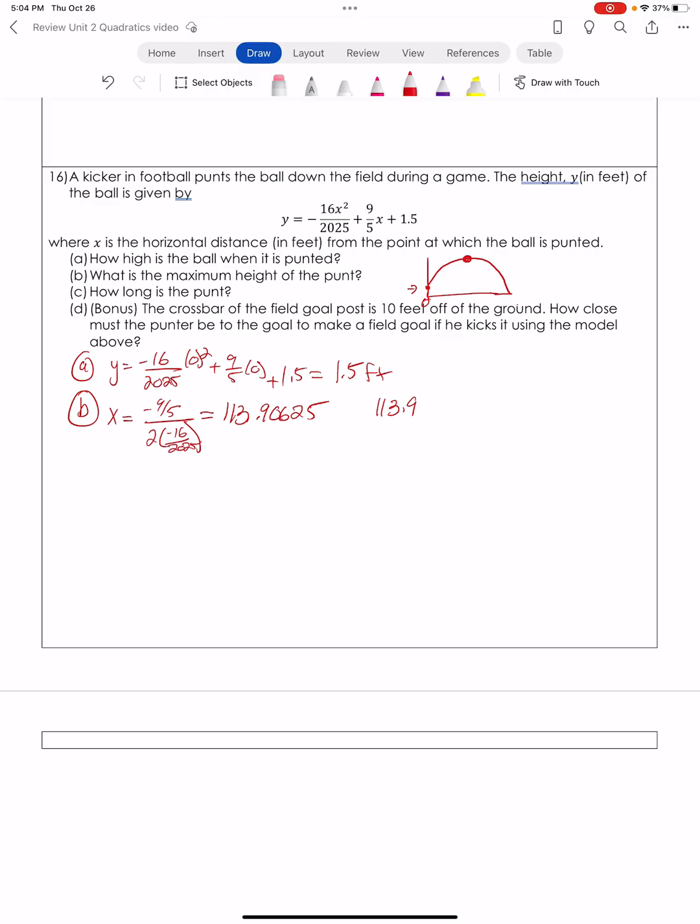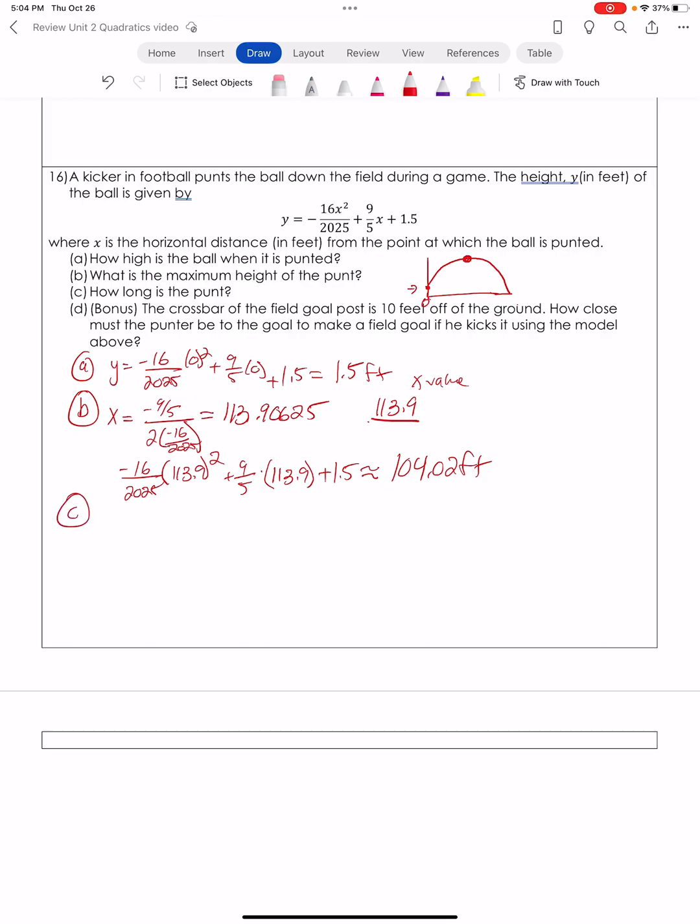but that's only part of it. So that's actually the x value. That's the horizontal distance. But it was asking for the maximum height, so you actually have to plug this into the original problem. So this is negative 16 over 2025 times 113.9 squared plus 9/5 times 113.9 plus 1.5, and so my actual answer is approximately 104.02 feet.